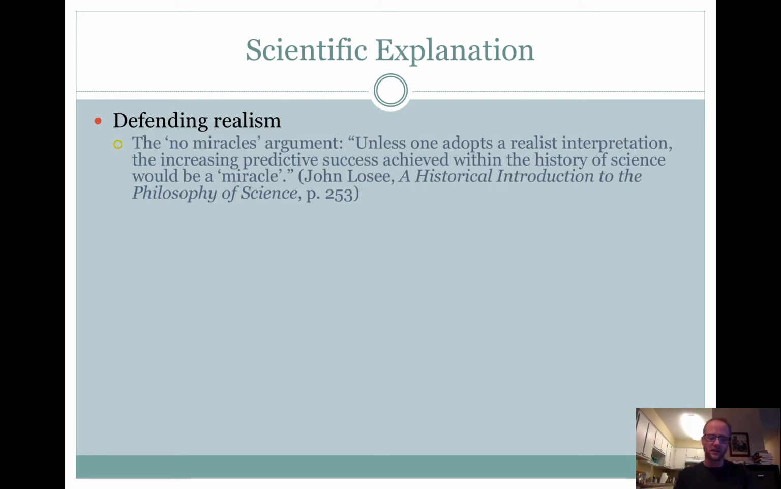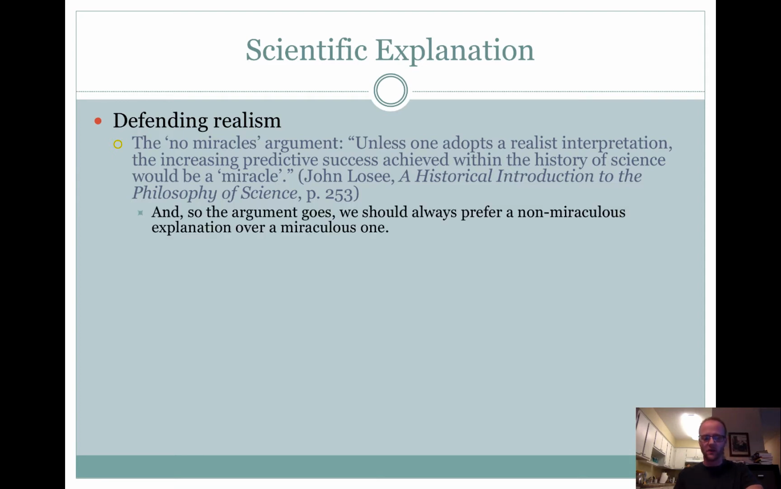Well, one goes like this. It's called the no miracles argument. Here I've cited John Losee from his historical introduction to the philosophy of science. He says this, quote, this is the argument in a nutshell, the argument from no miracles in a nutshell: unless one adopts a realist interpretation, the increasing predictive success achieved within the history of science would be a miracle.